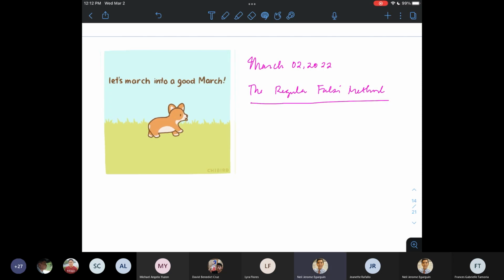Okay. So medyo dumadaldal na naman ako, so kailangan ko ng dalian talaga para matapos natin yung Regula Falsi today. So pwede nyo nang masimulan yung laboratory exercise part B ng 1.1.